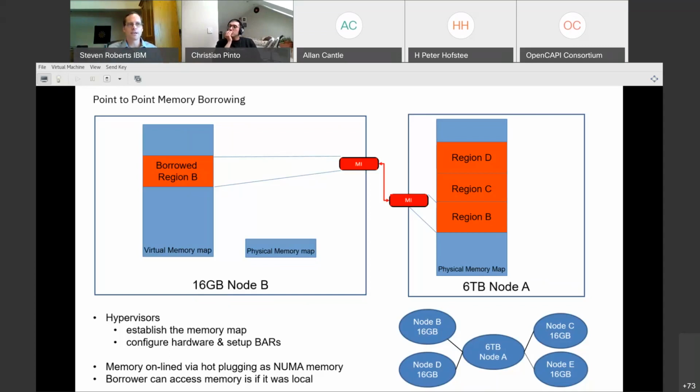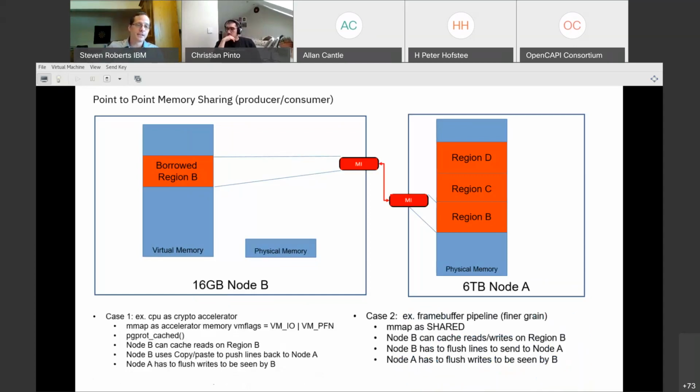Or an application that's more savvy can use mmap and take a look at the NUMA tables to effectively use that borrowed region and reduce any latency effects that might be a result of the span between node A and node B. So really, that's the easiest model, but it's also the model where the application can use memory outside of the node and not need to be modified to do so.